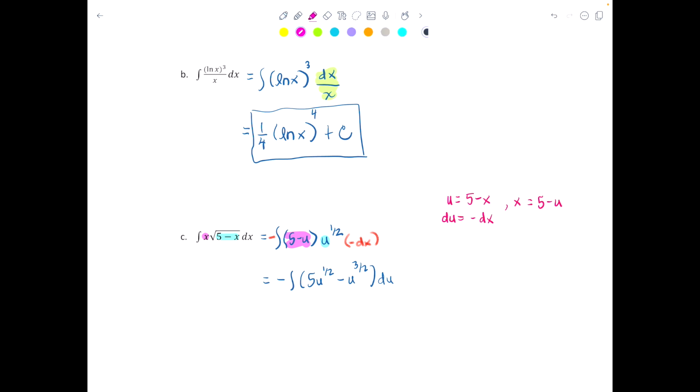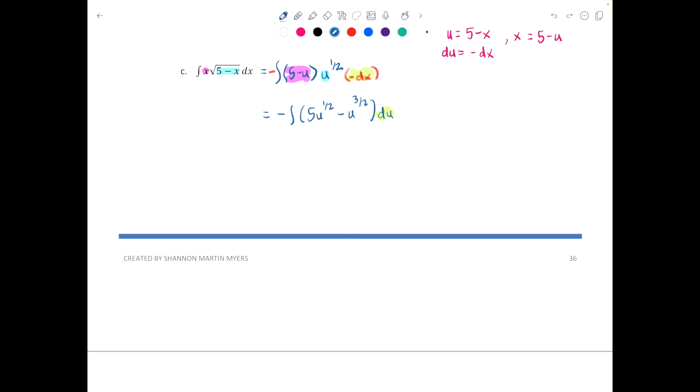So again, my du is that negative dx. All right, so we will end up with negative 5 times 2/3 u to the 3/2, just using that power rule. And then I'm going to distribute the minus. Minus and minus is plus 2/5 u to the 5/2 plus our constant of integration. I know that if we were doing a differential equations problem, that might have affected our constant, not really.